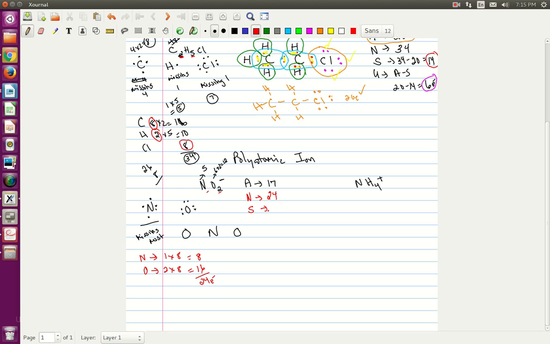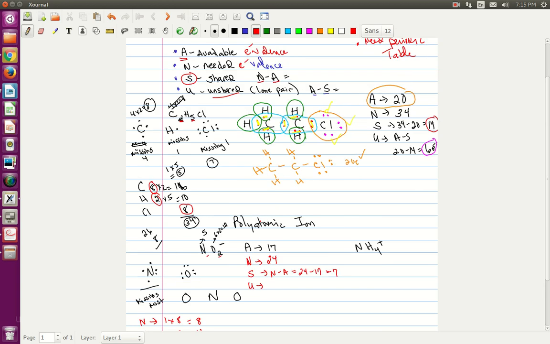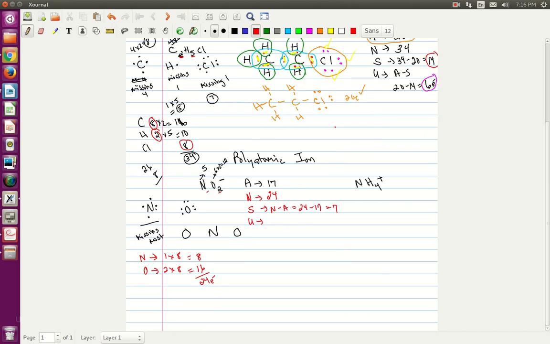Okay? All right, now how many are shared? That's going to be the needed minus the available. So 24 minus 17. And okay, that was 7. And then how many are unshared? And unshared is available minus shared. So available minus shared, 17 minus 7, that's 10. 10 are unshared. Okay? Available is 17 minus shared is 7.